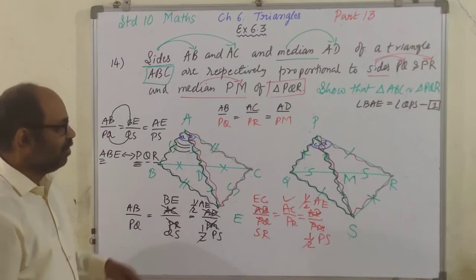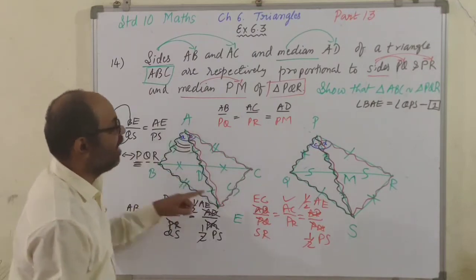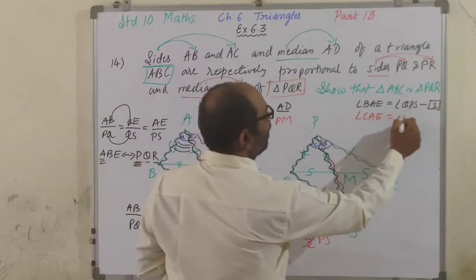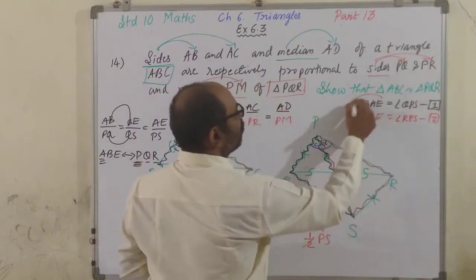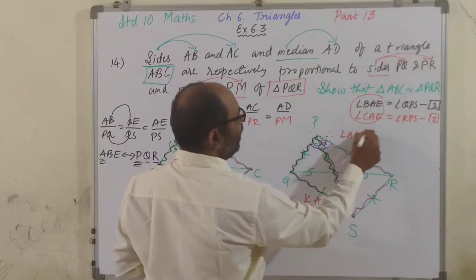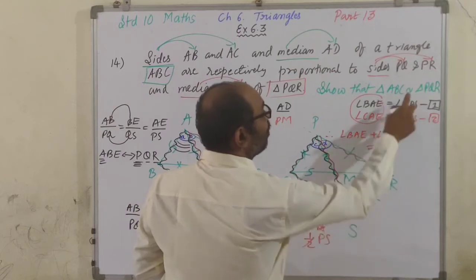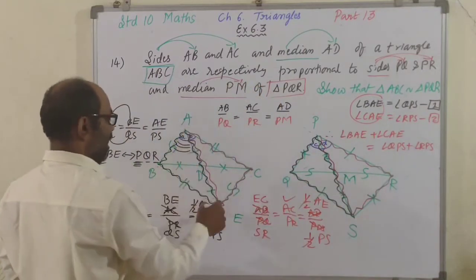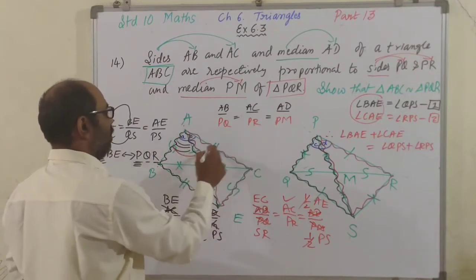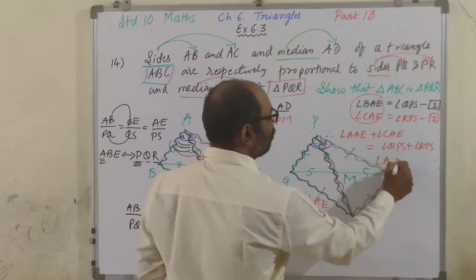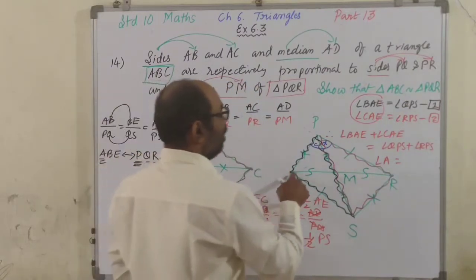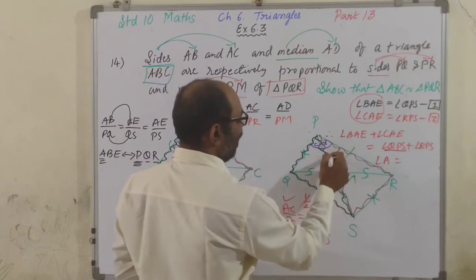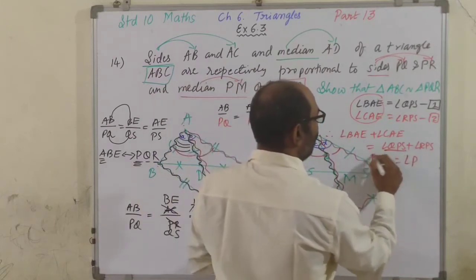So, the correspondence is similar. From here you will get angle CAE equal to angle RPS. Result 2. By 1 and 2, add them. Therefore, angle BAE plus angle CAE is equal to angle QPS plus angle RPS. Now see, BAE and CAE, join both, angle BAC, or in short angle A. And here QPS plus RPS gives you angle P, finished.